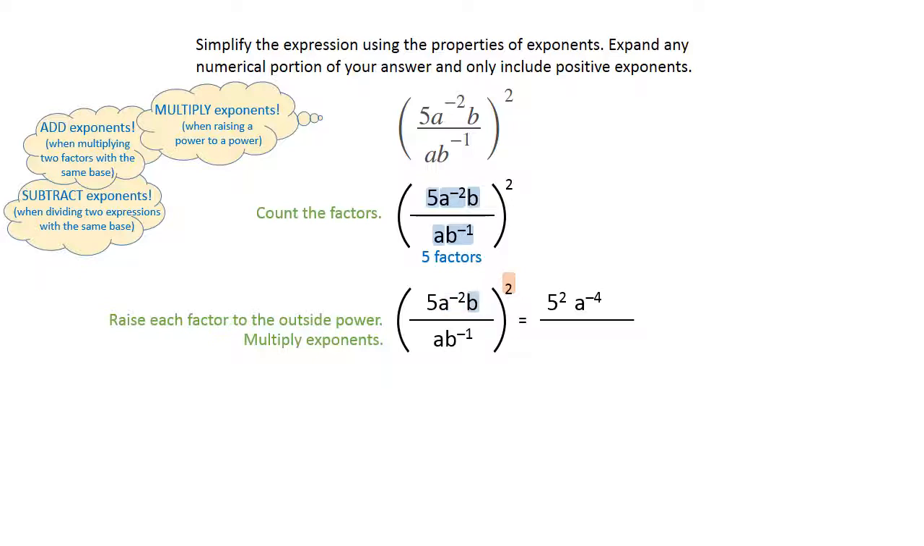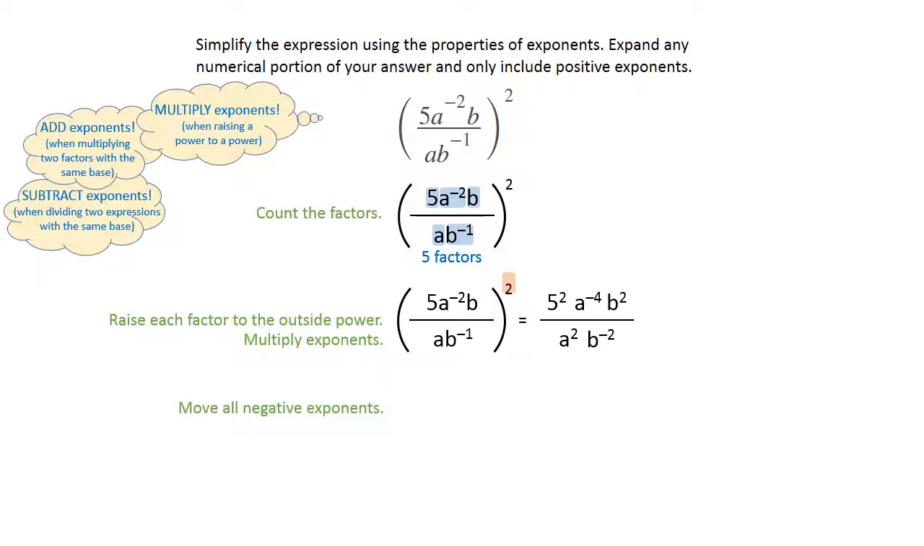The b is just going to be raised to the second power. The a on the bottom will be raised to the second power. And the b to the negative 1 on the bottom, you'll multiply those exponents. It's going to be b to the negative 2 because you're multiplying negative 1 times positive 2.